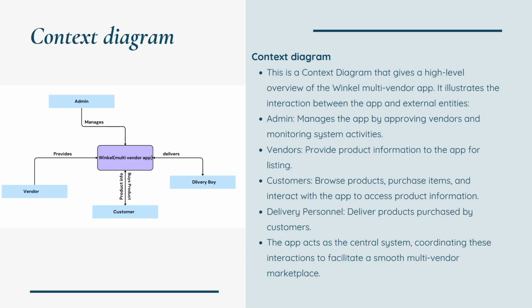Context diagram. This is a context diagram that gives a high-level overview of the Winkel multi-vendor app. It illustrates the interaction between the app and external entities. The admin manages the app by approving vendors and monitoring system activity. The vendors provide information to the app for listing, and the customers browse products, purchase items, and interact with the app to access product information. Delivery personnel deliver the products purchased by customers, and the app acts as a central system coordinating these interactions to facilitate a smooth multi-vendor marketplace.